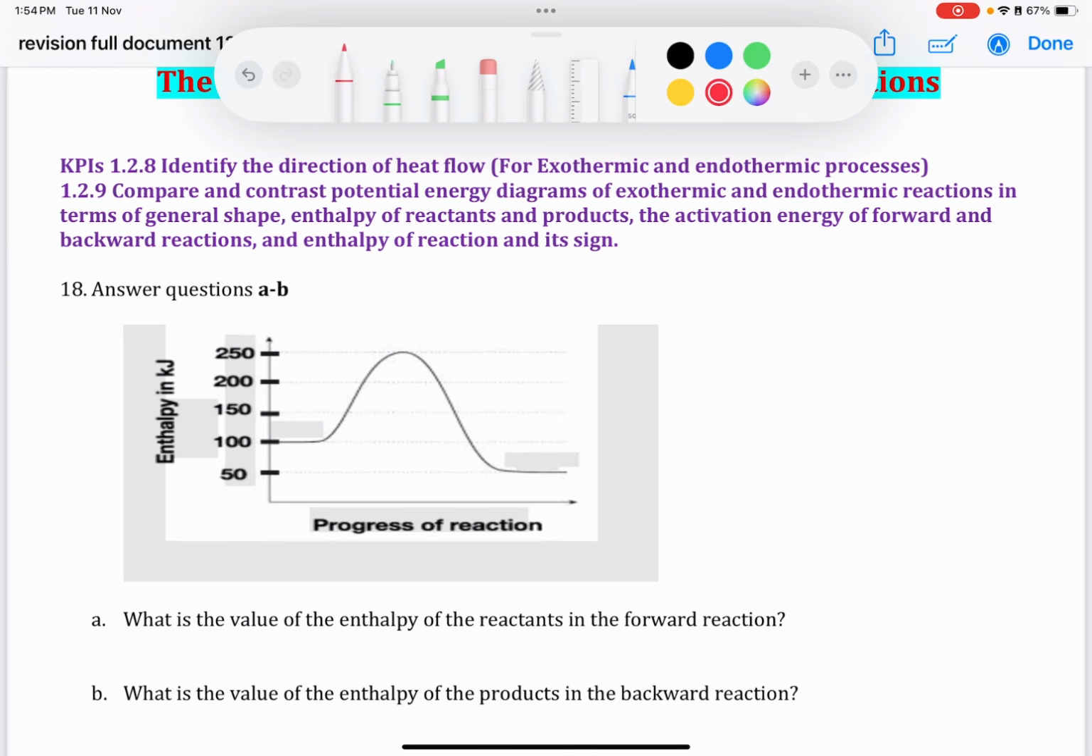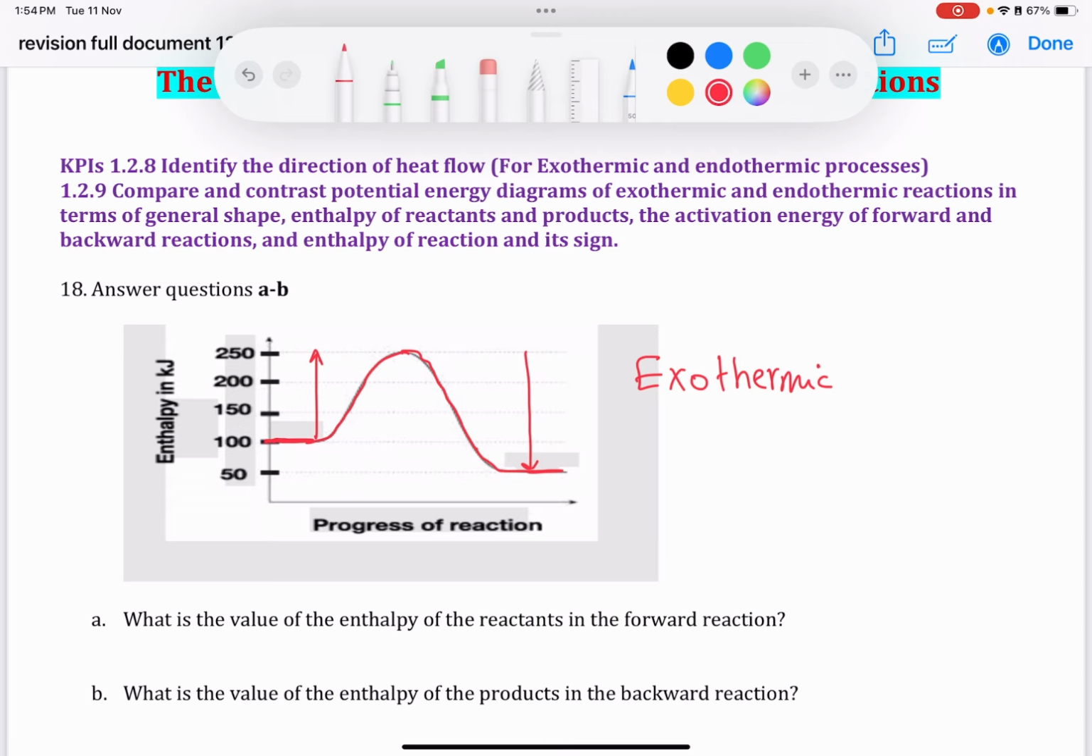Now, energy diagrams of endothermic and exothermic reactions play an important role in your end of term exam. Now, let's look at this diagram. This diagram starts at 100, increases up to 250, and then starts releasing energy, but it releases more than it absorbed. It releases and the final energy becomes 50. Now, because the heat absorbed is less than the heat released, this diagram belongs to an exothermic reaction.